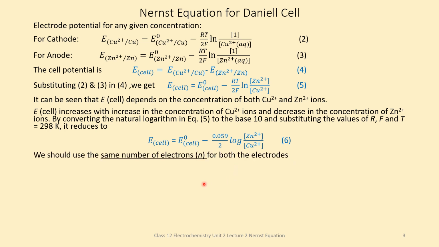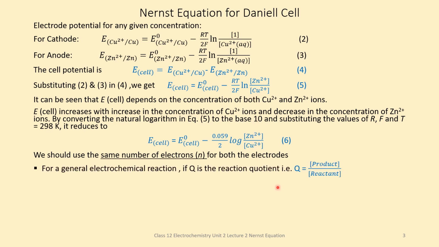Please note here, we should use the same number of electrons N for both the electrodes. So the value of N here, which we have taken as 2, should be the same for the cathode as well as the anode.